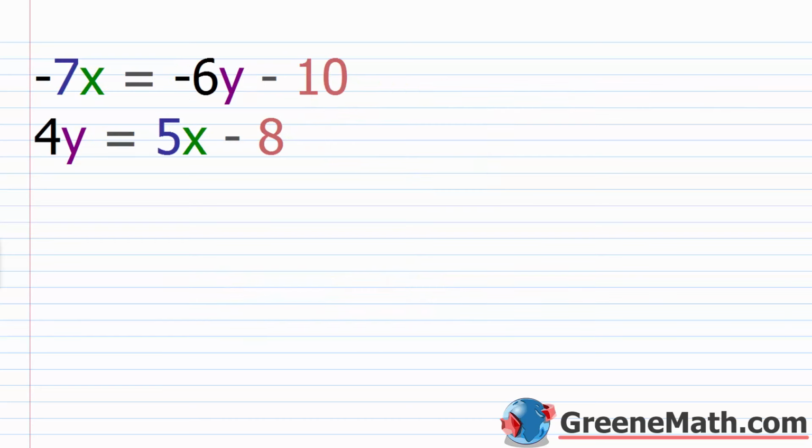All right, let's do one more of these, and then we'll move on to some systems that don't have a solution or have an infinite number of solutions. All right, so we have negative 7x equals negative 6y minus 10, and 4y equals 5x minus 8. Again, the first step when you want to use elimination is to put everything in standard form. So I would just say that this guy right here is negative 7x. And let me label this as equation 1 so we can keep track.